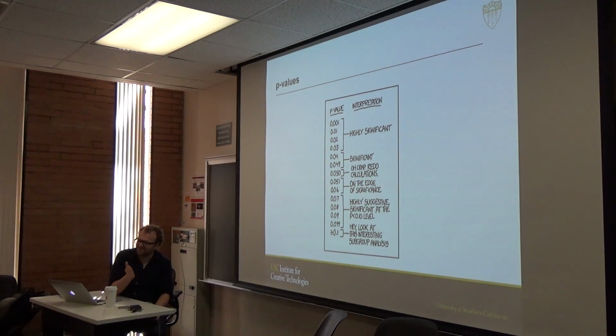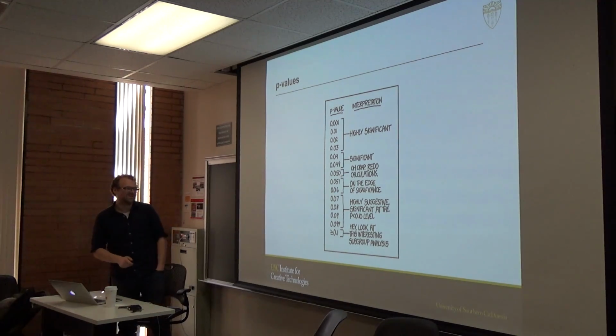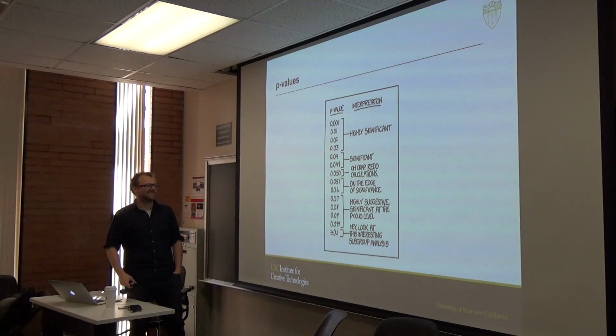And obviously that has problems, right? Like 0.051 is not much worse than 0.049, but it's convention that at some point it's like, okay, it shouldn't be more than 0.05. So yeah, I don't know.